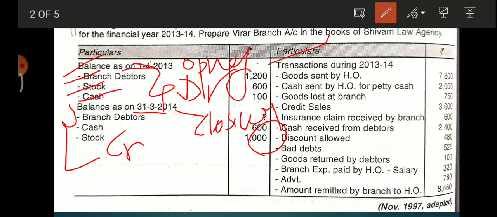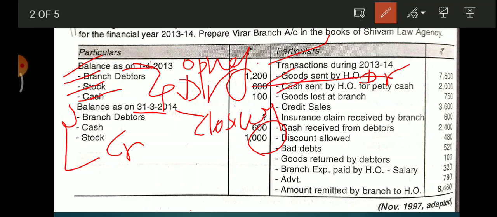Here we have the transactions during 2013-14. One by one we will deal with them. Goods sent by head office, it means goods transferred by head office to the branch. If the goods are sent by head office to the branch, then the branch will receive the goods. Whatever the branch receives will be recorded on the debit side of the branch account.